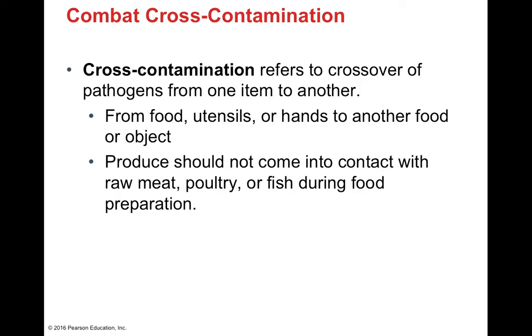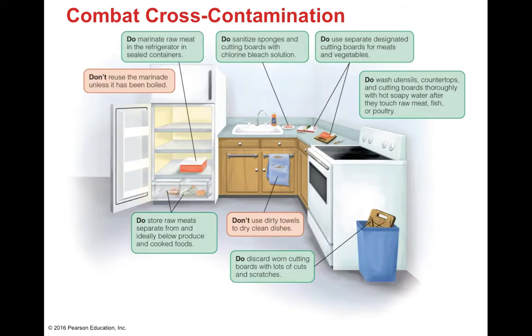Again, cross-contamination occurs when food pathogens are going to be crossing from one food item to another. It can happen from food, from utensils or hands that have touched the food, transferred to another food or object, meaning that things like produce should never come in contact with raw meat, particularly raw poultry or fish, during your food preparation. So make sure that you marinate your raw meat in the refrigerator, not at room temperature, and never reuse the marinade unless you've boiled it. So you can reuse it if you're going to put it on the grill or something like that, but never reuse it straight from the jar to be put back over top of cooked meat.